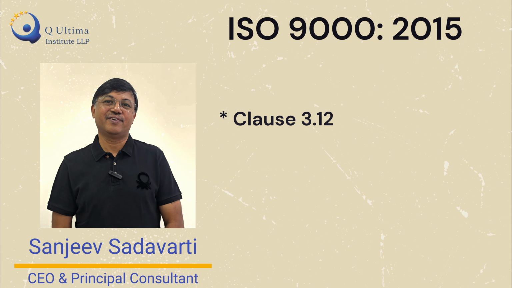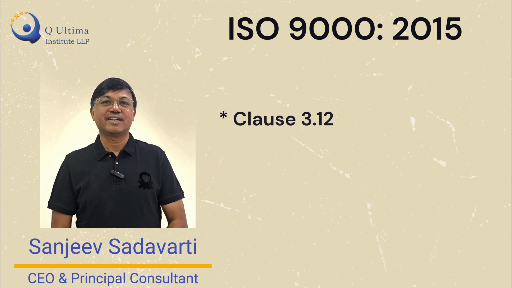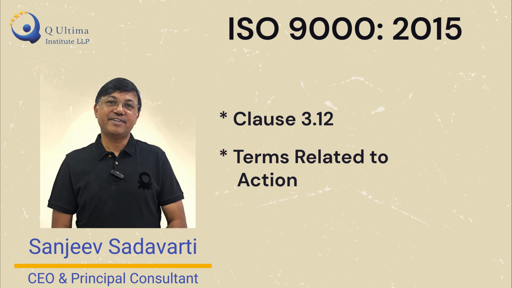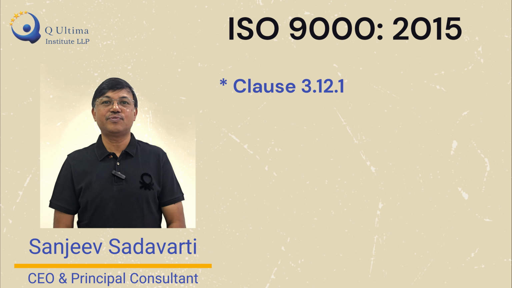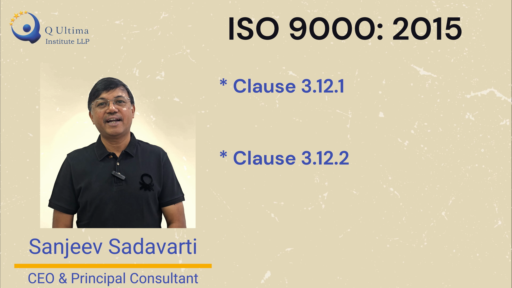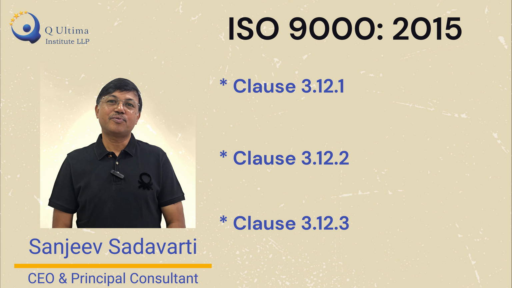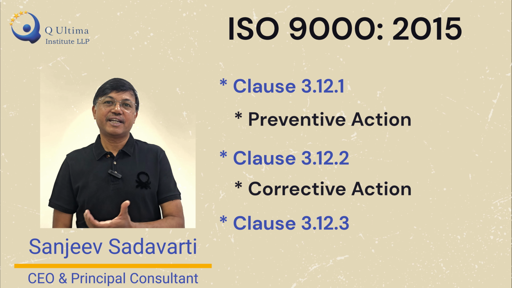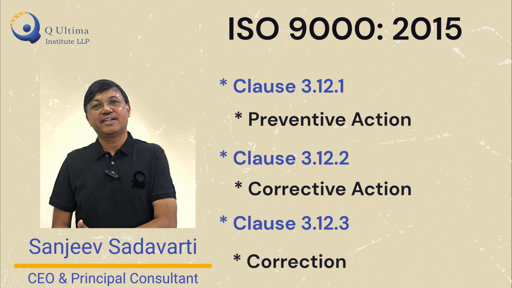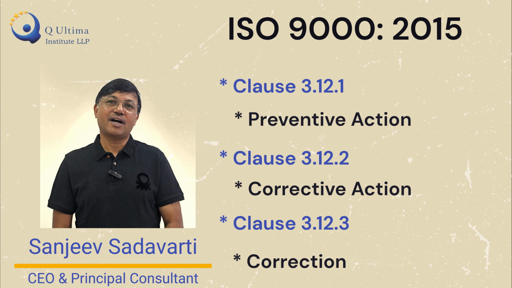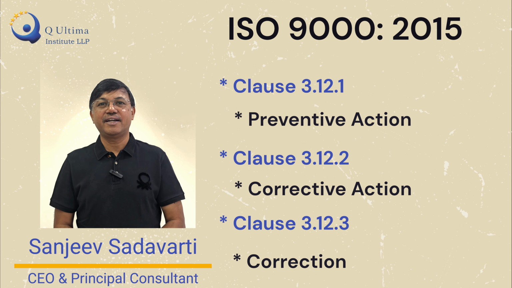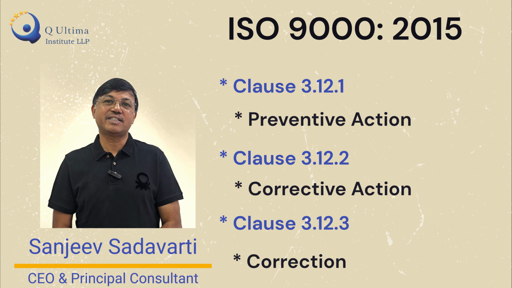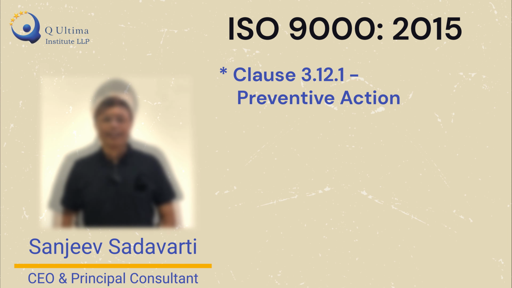Clause 3.12 of ISO 9000 speaks about the terms related to actions. And the first three terms, that is clause 3.12.1, 3.12.2 and 3.12.3, talk about very closely related terms called preventive action, corrective action and correction. These terms are often confused and many times are used incorrectly, and therefore we need to understand them very clearly.